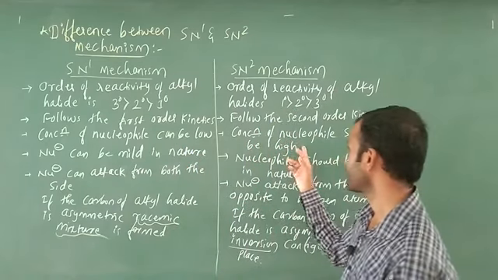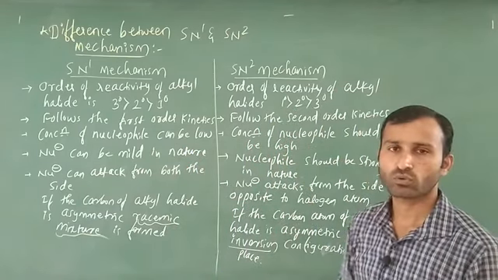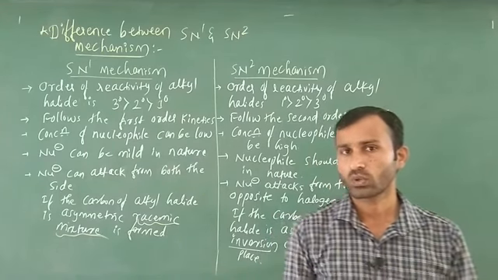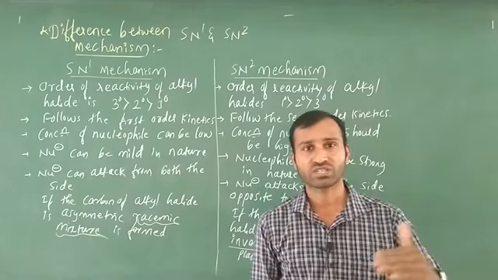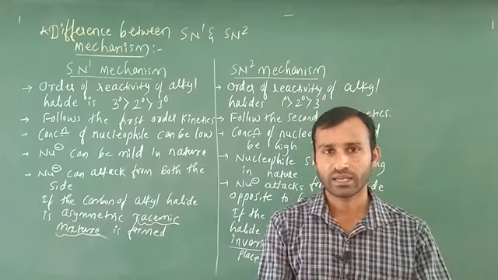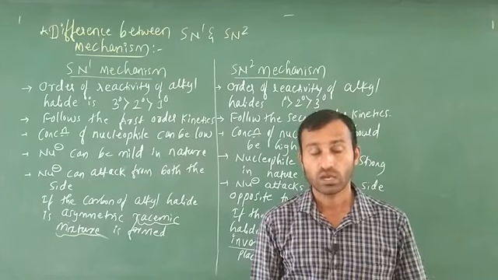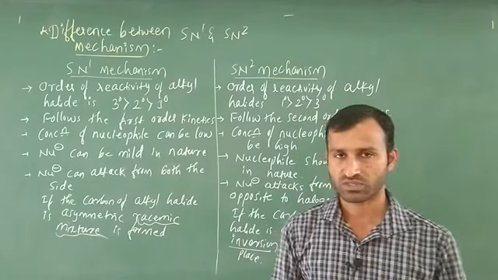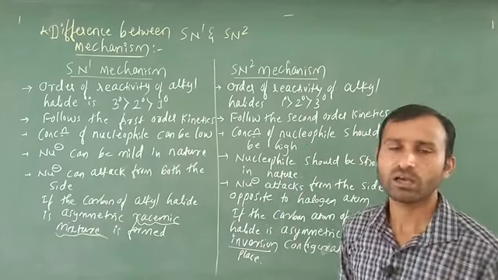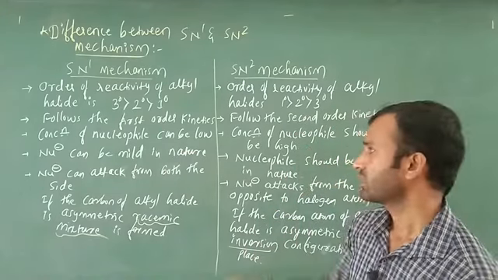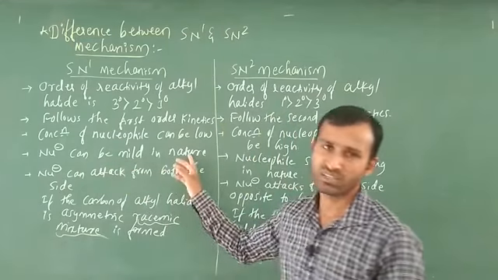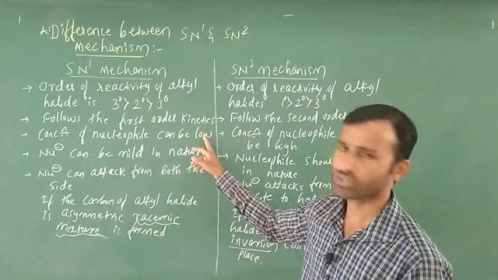But in the SN2 mechanism the concentration of the nucleophile is high, because in this case the nucleophile is going to attack from the opposite side, the opposite side of the halogen. Back side attack takes place, not a front side attack. That is why the most important point is that in this case we compulsorily have to maintain the nucleophile concentration high.